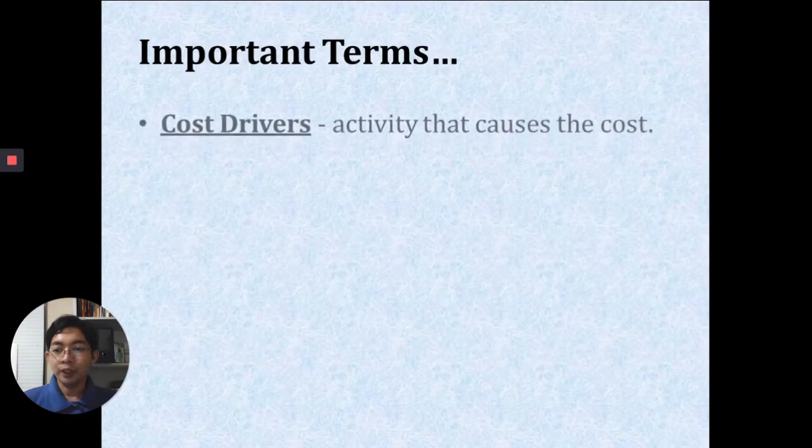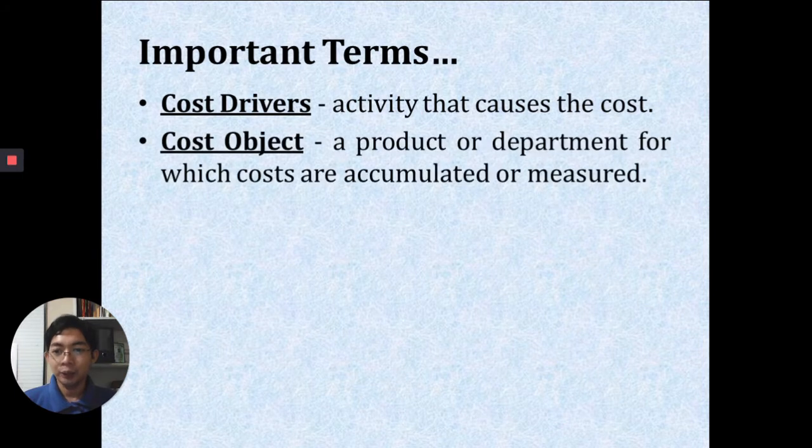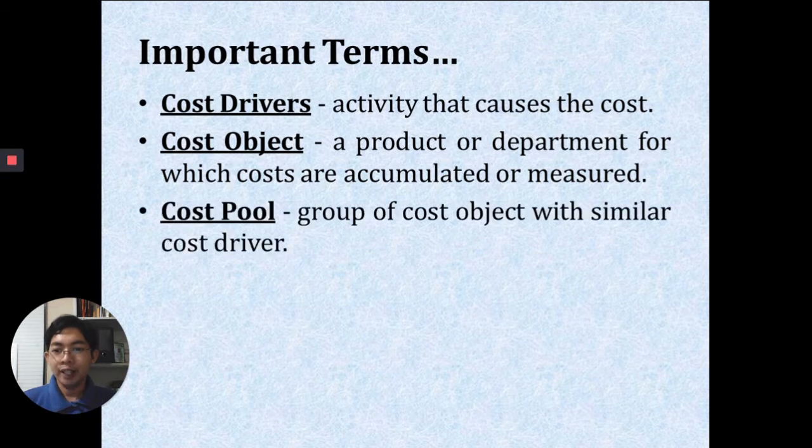What are the important terms that we need to know? Number one, cost drivers. These are the activities that cause the cost. Number two, cost object. These are the product or department for which costs are accumulated or measured. Then we have the cost pool. These are a group of cost objects with similar cost drivers.